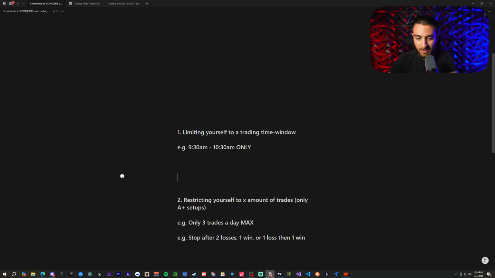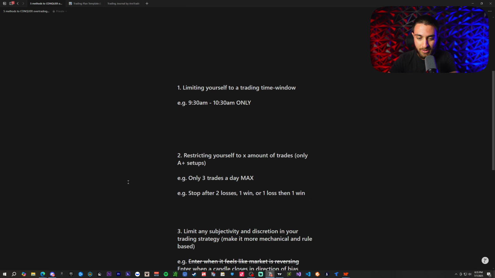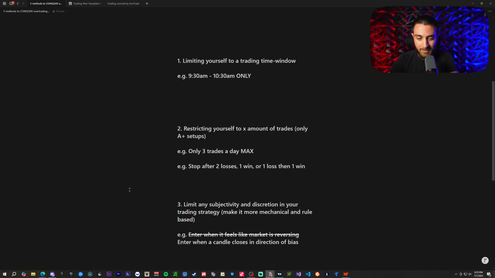Now, after this number 2 step, we can go on to number 3, which is to limit any subjectivity and discretion in your trading strategy. Make it more mechanical and rule-based. For example, instead of saying enter when it feels like the market is reversing, you can say enter when a candle closes in direction of buys.